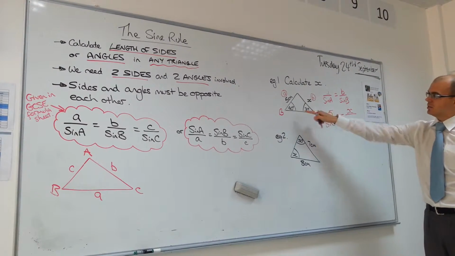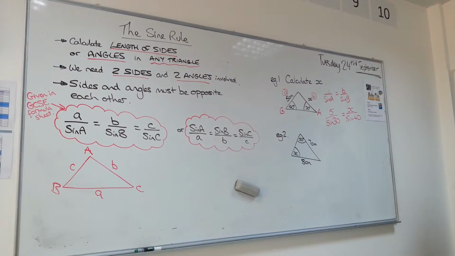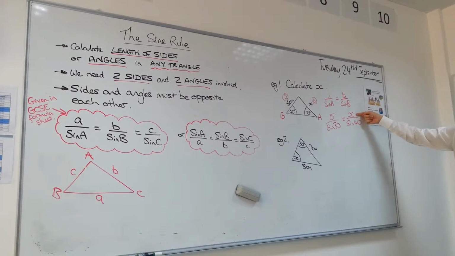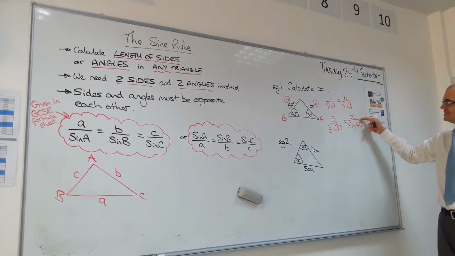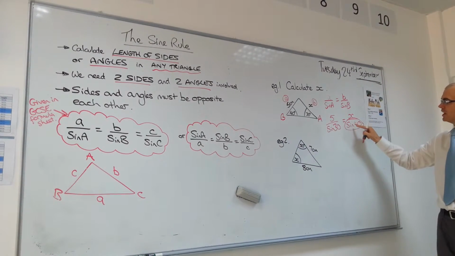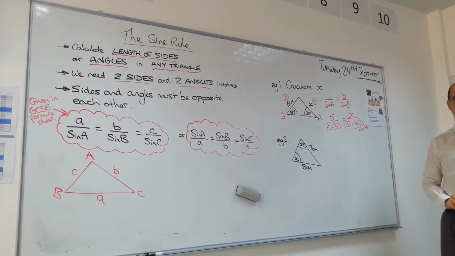Sin B, which is the sin of 40. Now, all I have to do is solve this equation. We've got one unknown, and just like we always do, this means X divided by sin 40. So if I was to eliminate that divide by sin 40, how would I do that? Well, I would multiply it to both sides.